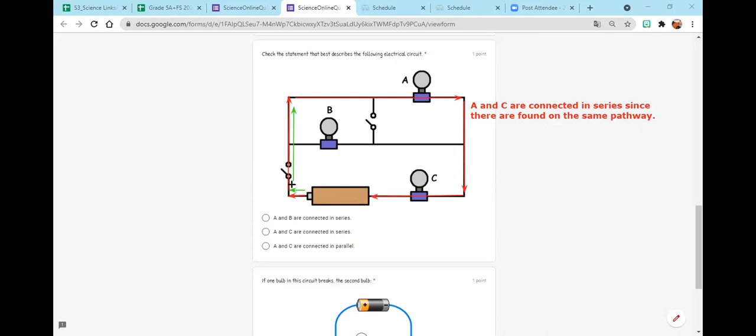Leaves the battery this way, passes through light bulb B and back to the battery through light bulb C. B and C are found on the same line, so B and C are also connected in a series circuit because they are on the same line.